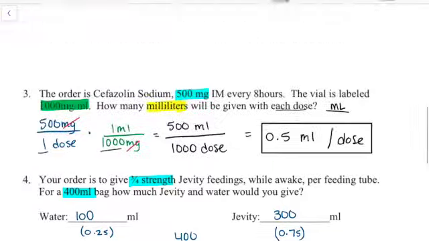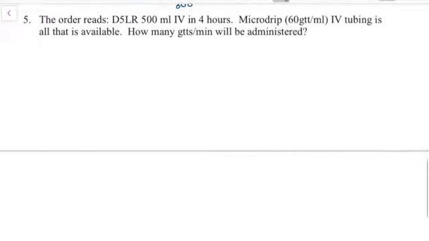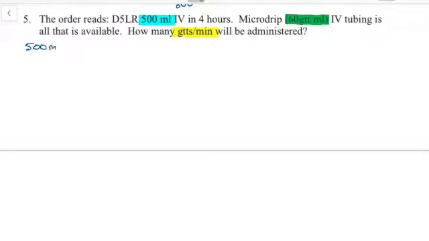Okay, so number 5 on set number 6. The order reads D5LR 500 mLs IV in 4 hours. Micro drip is 60 drops per ml. IV tubing is all that is available. How many drops per minute will be administered? So 500 mLs, and it's going to be given over 4 hours. And we need our answer to be in drops per minute.